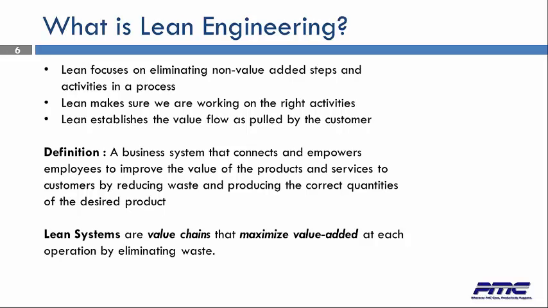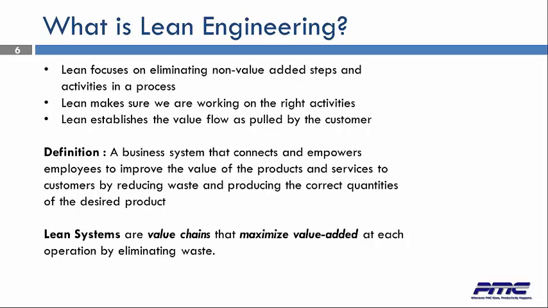So from these, we could define it as a business system that connects and empowers employees to improve the value of products and services to customers by reducing waste and producing the correct quantities of desired products. So Lean systems are value chains that maximize value added at each operation by eliminating waste.